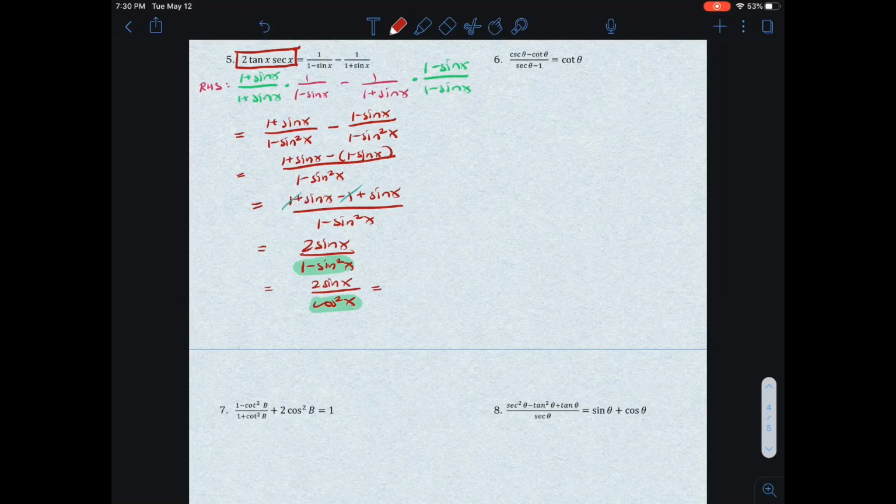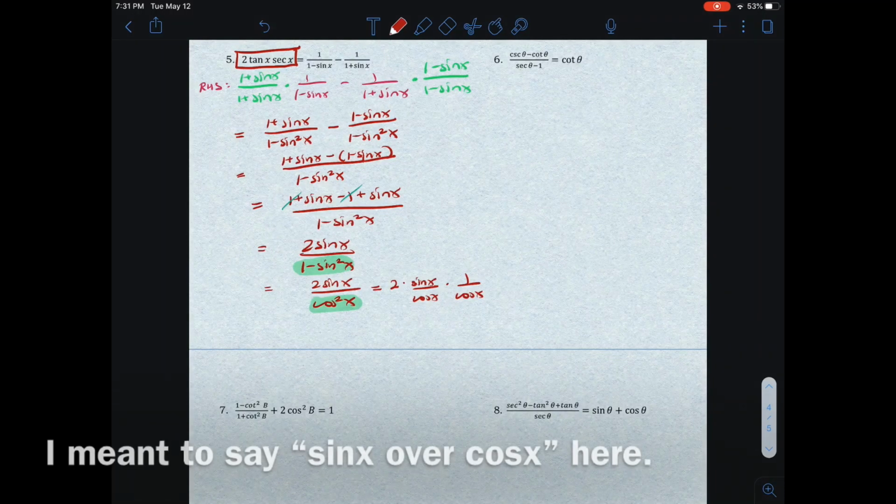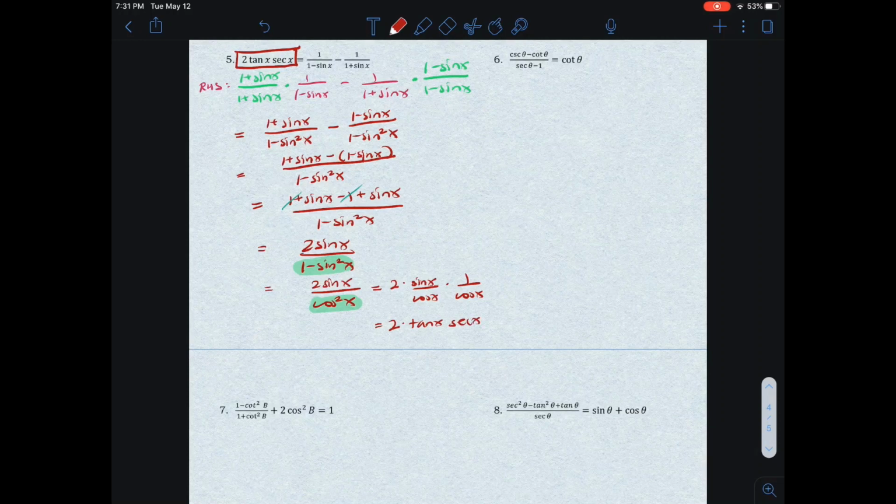Well, what I realized is I can actually rewrite this. Isn't this really the same thing as 2 times sine of x over cosine of x times 1 over cosine of x? Right? Do you agree that's the same thing? Now, isn't sine of x over cosine of x just tangent of x? And isn't 1 over cosine of x just secant of x? That's what we're trying to get to. We're done. This is our answer.